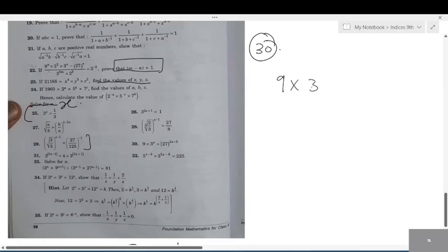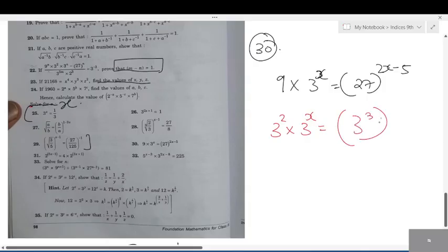Okay, 30th question. 9 into 3 to the power of x is equal to 27 to the power of 2x minus 5. How do you all solve this question, students? Where is the power? Where is x? Is it the base or the power? x is in the power. So if it's in the power, try to convert everything. See, how can I write 9? 3 square into 3 to the power x. How can I write 27? 3 cube to the power 2x minus 5. Multiply. Use the product law here. If you use the product law, what do you get? x. Yes. Multiply this.